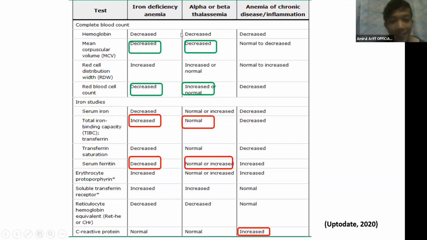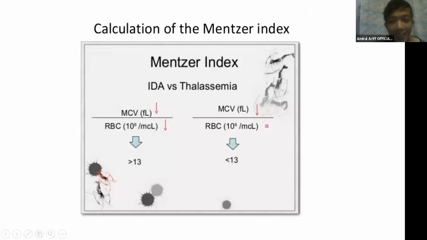The next thing I want you guys to focus on is the green box here. This is important because it is related to the Mentzer index, where the Mentzer index is used when we want to differentiate between iron deficiency anemia and thalassemia. Like I said previously, in IDA the RBC count is reduced because the iron is low, so the substrate is low to produce RBC. If the value is more than 13, it might be suggestive of IDA. On the other hand, if the value is less than 13, it might be suggestive of thalassemia. So this is important. Remember this.